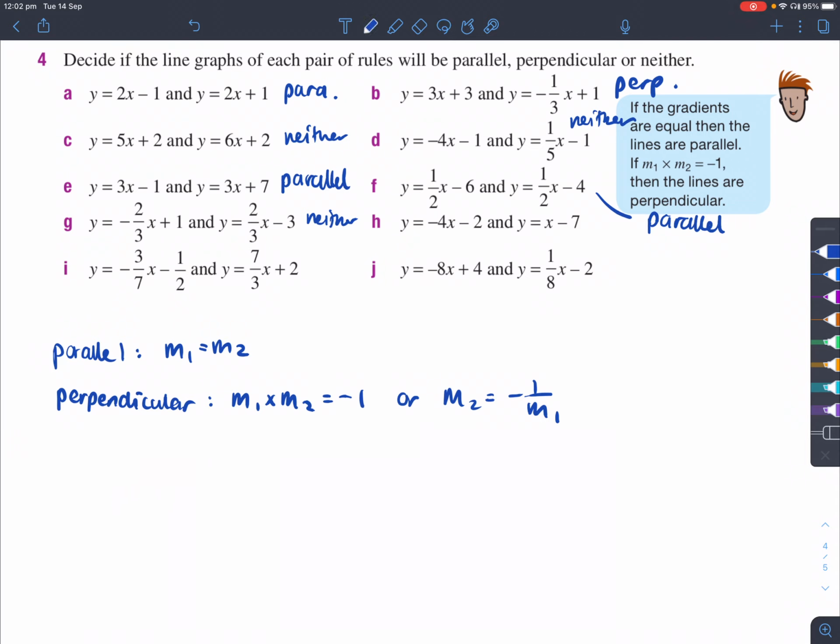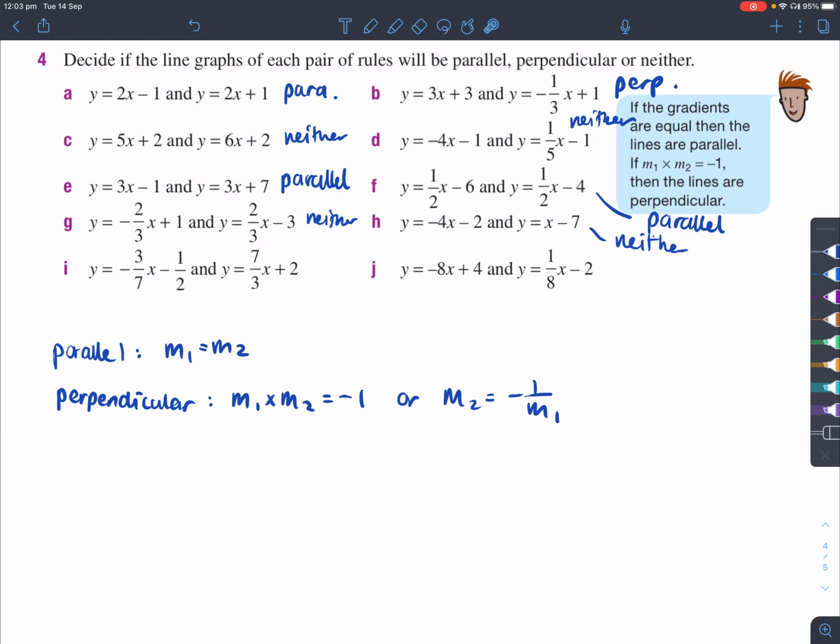Question H, a gradient of -4 and a gradient of 1 that's invisible. -4 and 1 are not parallel because they're not the same gradients. So do they times to give you -1 also? No, they don't, because it's -4. So we say it's not parallel, not perpendicular, so it's neither.